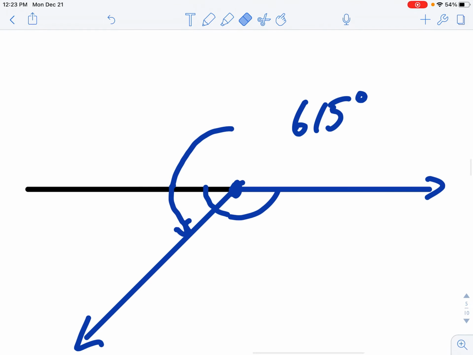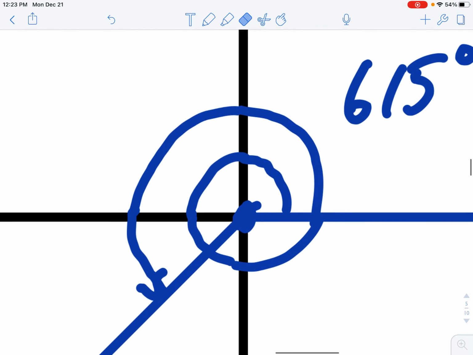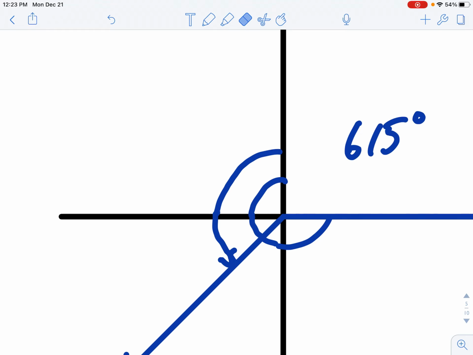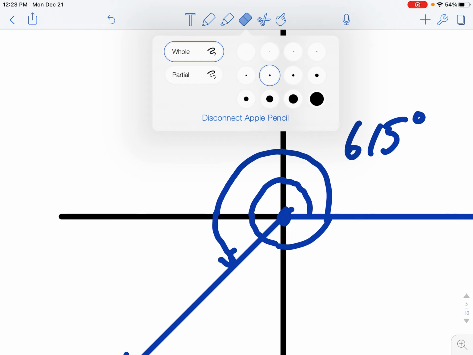I'm subtracting off. Honestly, I've got a plan here. If I could just make it work with, oh my gosh. All right, I know what I need to do. I need to make my eraser point a little smaller.